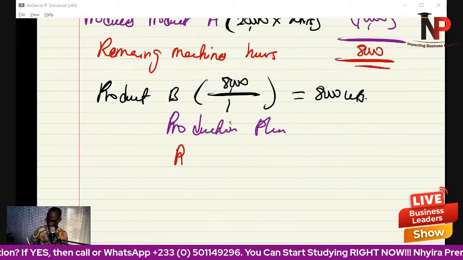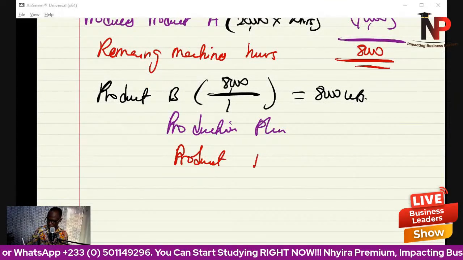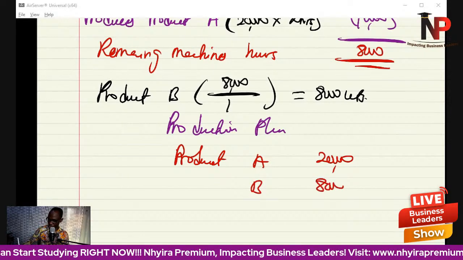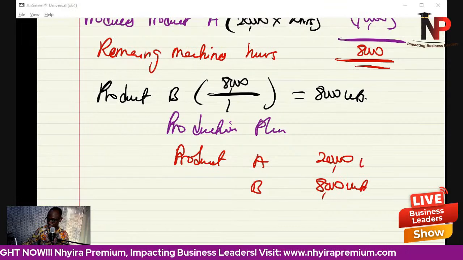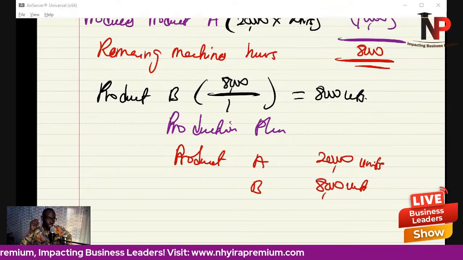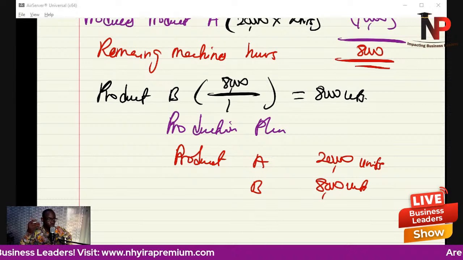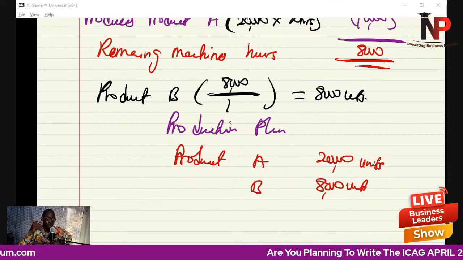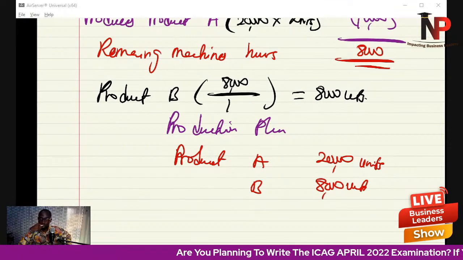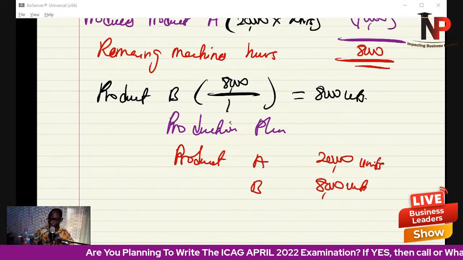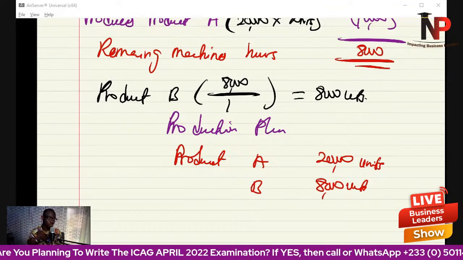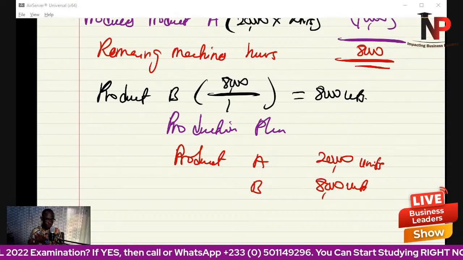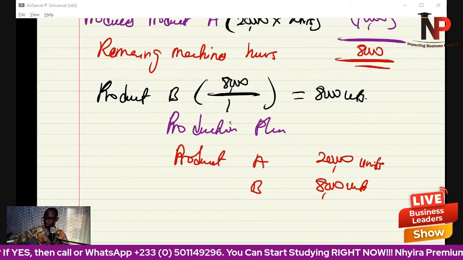So with product A, we make the whole 20,000. But B, we can make only 8,000. So even though we need 10,000, we can only make 8,000 from this production plan. Does that make sense? So based on this, we can then get our profit for the period under review.